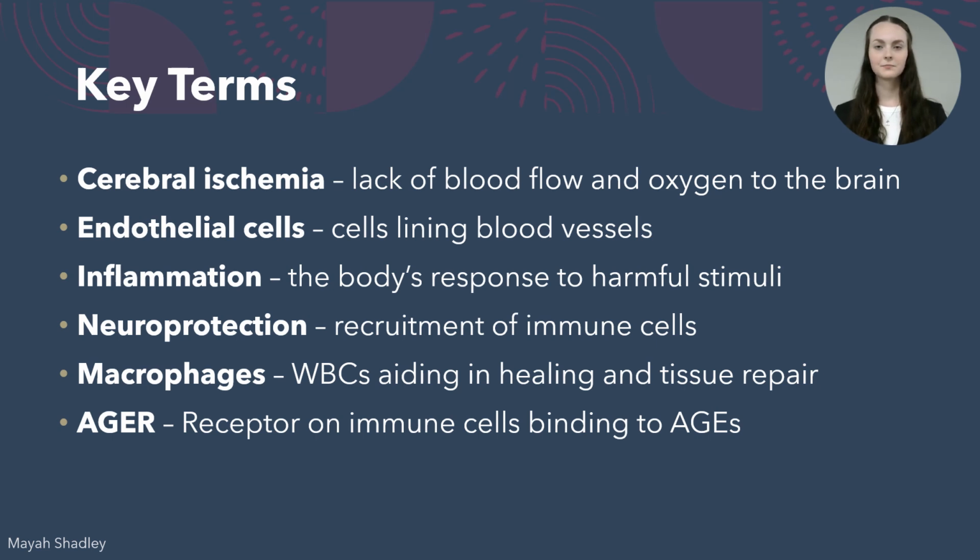And finally, we've got the AGER, and this is the specific gene that we're looking at. So this receptor is on immune cells, and they bind to these AGEs, which can be harmful, and they're seen in the hyperglycemic response. And so the researchers are hypothesizing that if there's not the presence of this gene, then there'll be better differentiation from the inflammatory to the non-inflammatory type cells to then help with this brain damage.